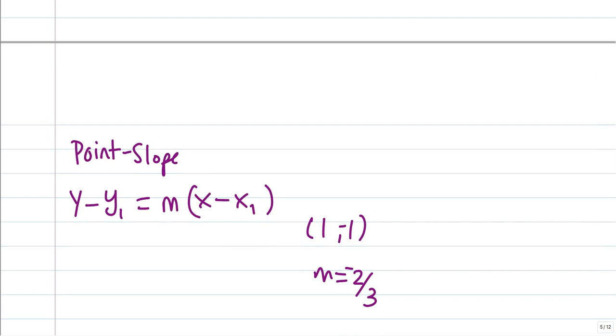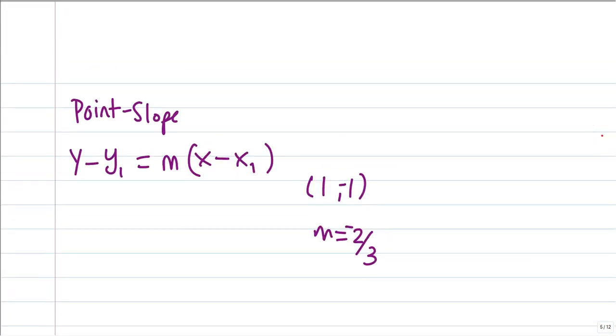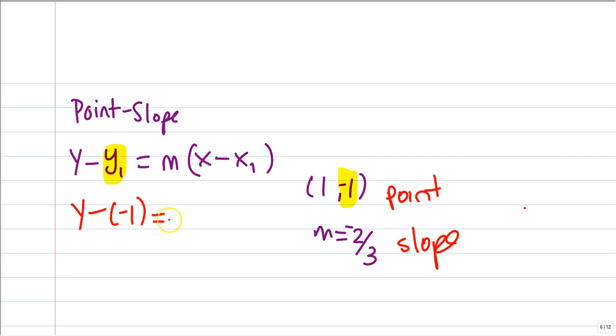Okay, let's start with this. They want an equation. They give me a point. They give me a slope. They say, what's the equation in point-slope form? Well, y minus, what's y1? It's the y value here. So it's y minus -1 equals m. What's m? So let's fill in the -2/3. x minus x1. What's x1? That one.